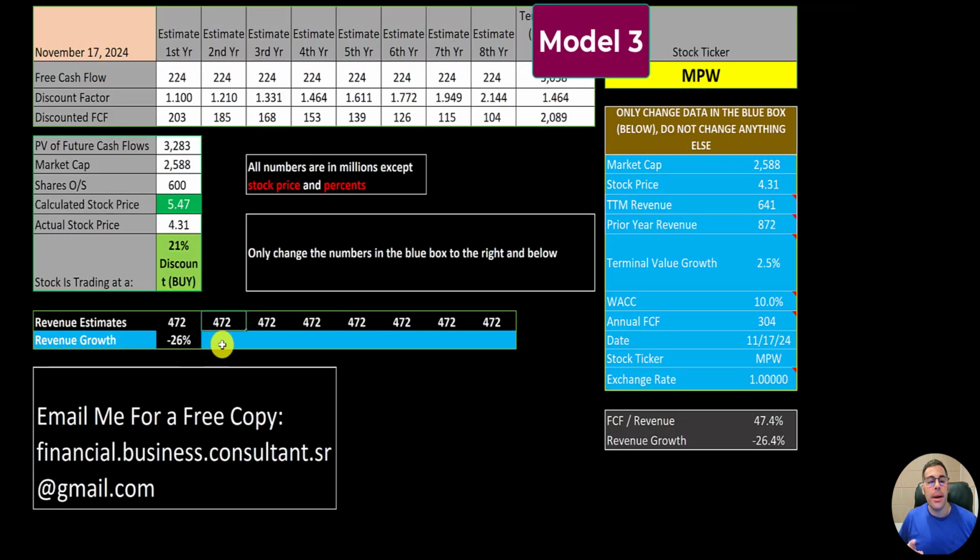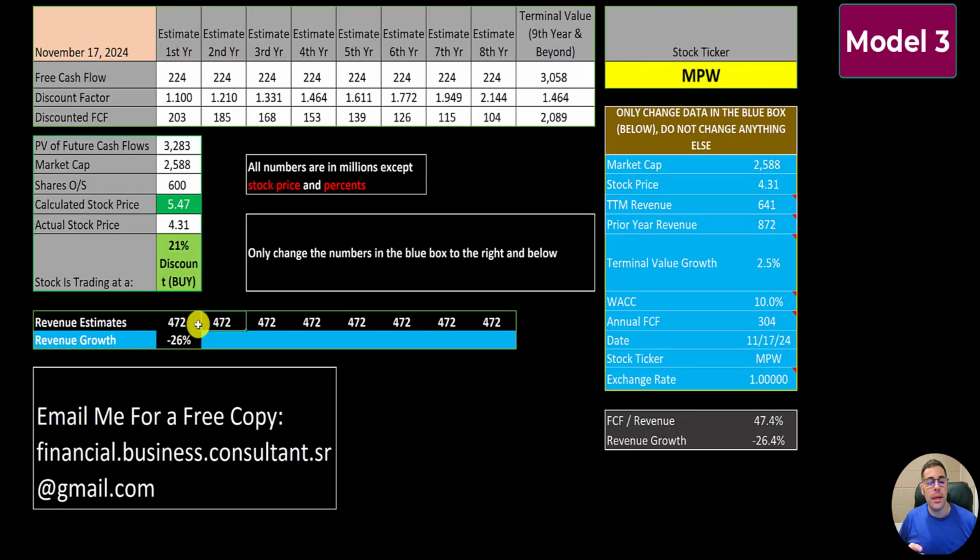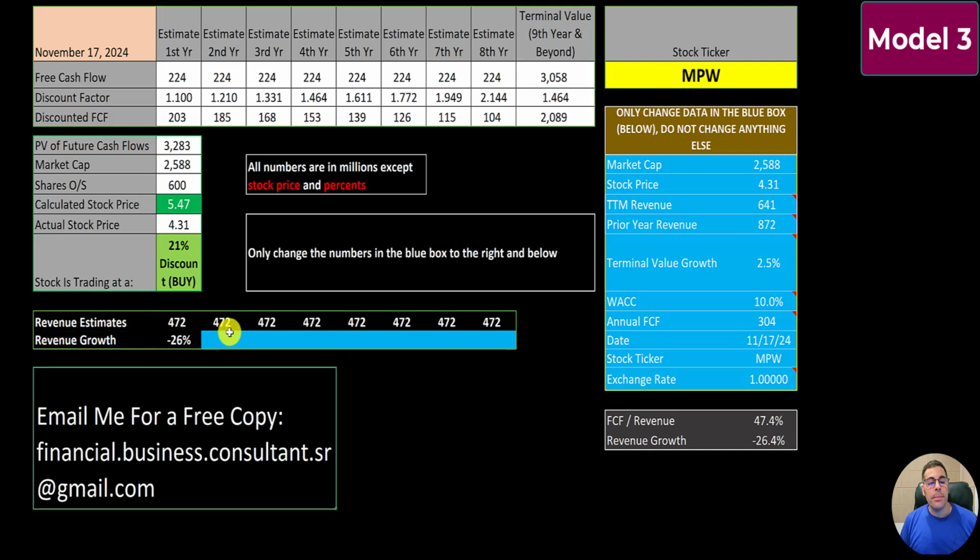In my 8-year model, I also have revenue declining 26.4% in 2025. But now it's up to you to enter the revenue change over the next 7 years. So let's pretend they have negative 20% revenue the following year. So in 2026, revenue down to $377 million. Let's say it's down 5% after that. Now it's down to $359 million.